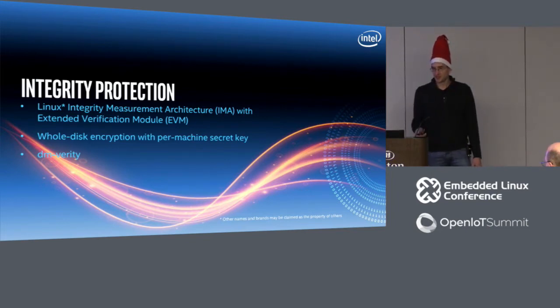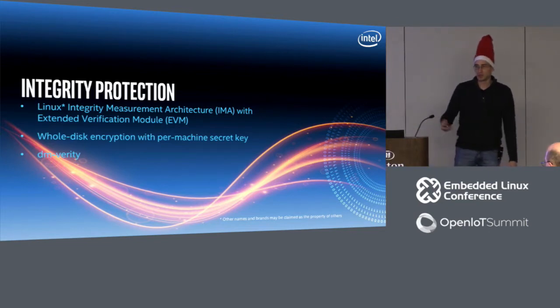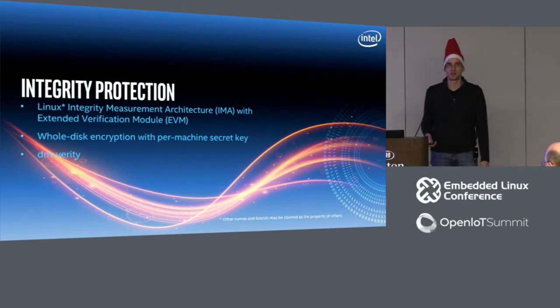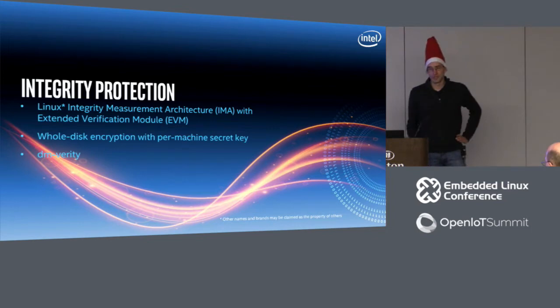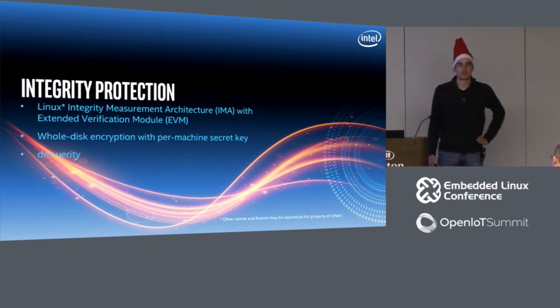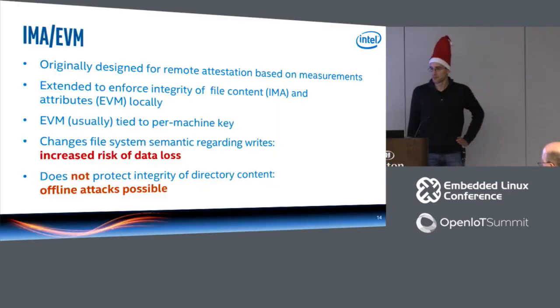Then there's whole disk encryption with a per machine secret key. I'm going to explain why I consider that also an integrity protection mechanism. And then the third mechanism, dm-verity, also a Linux kernel feature. All of these are readily available. It's just a matter of integrating them into a system.